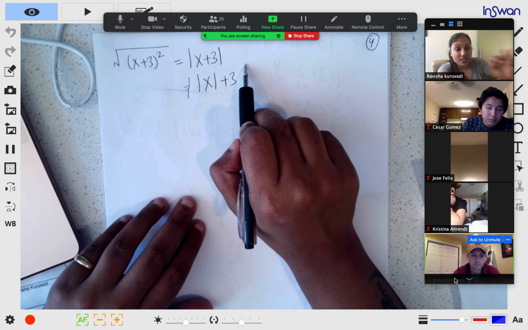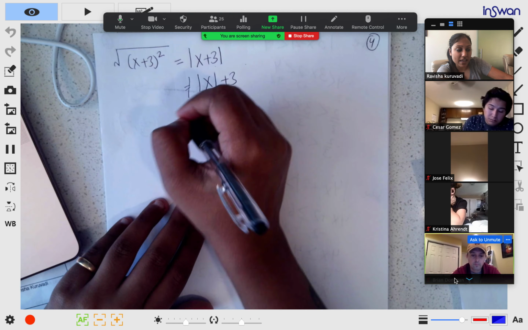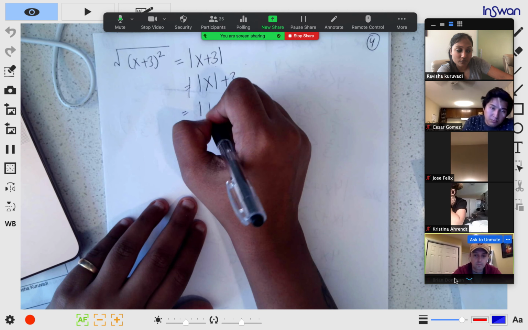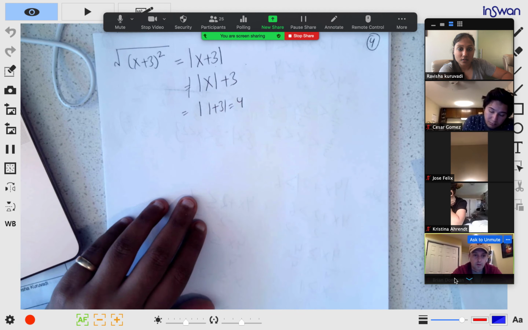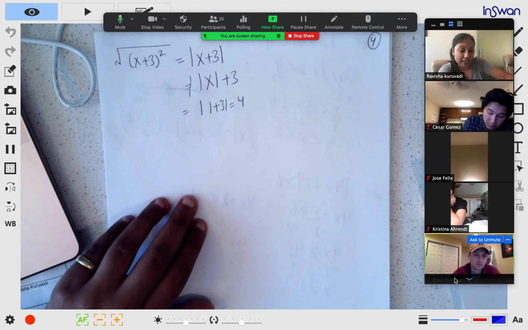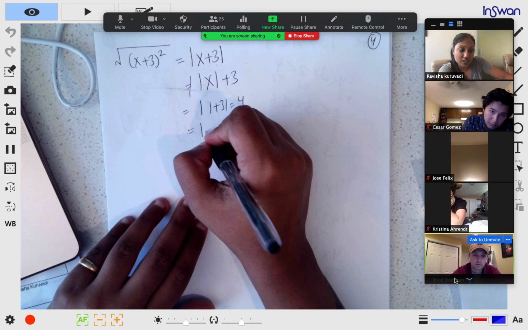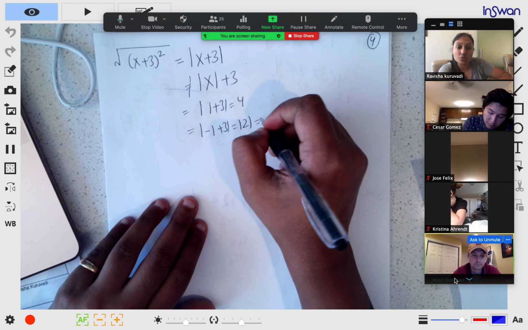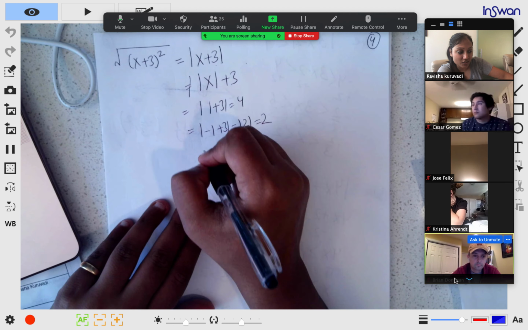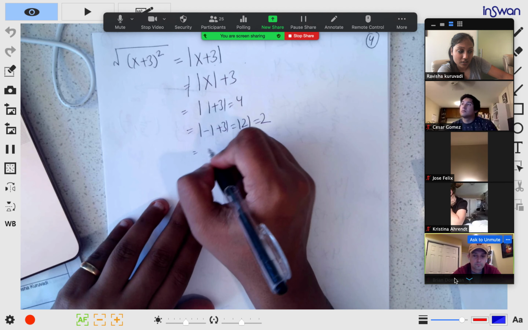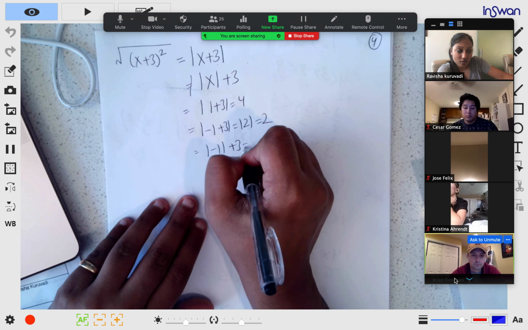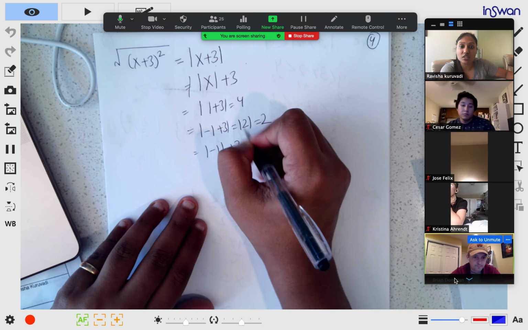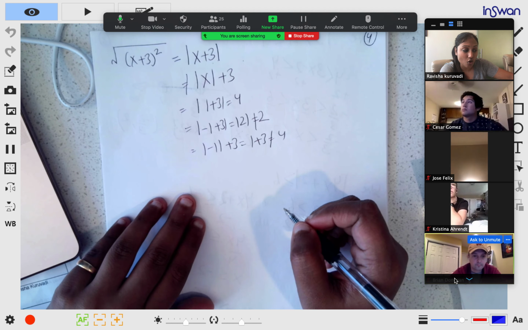The reason is, assume if I take my x as 1, it becomes 1 plus 3, which is 4. What about negative 1? If I take out negative 1, it is negative 1 plus 3, which is 2. But if you write it this way, it becomes 1 plus 3, which is 4. They are not the same. So it is wrong to write it this way.